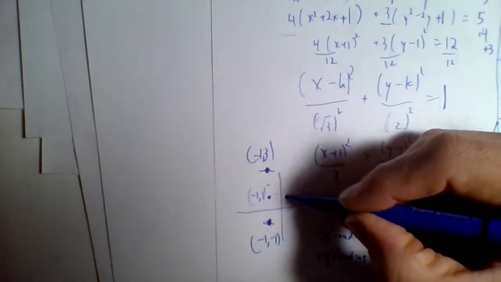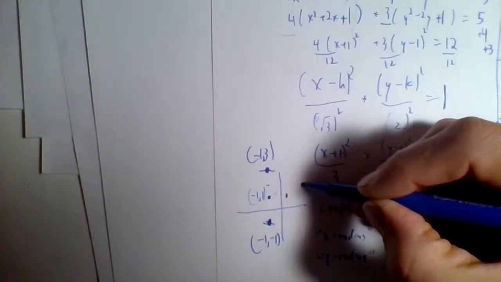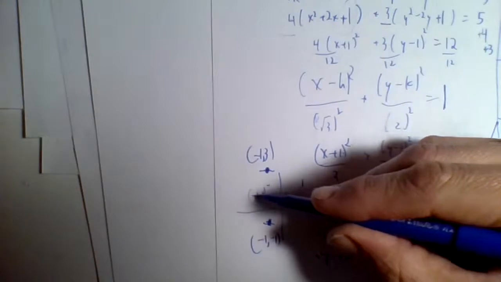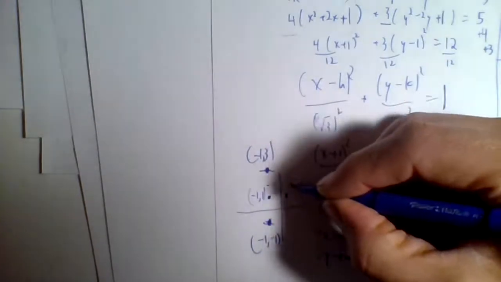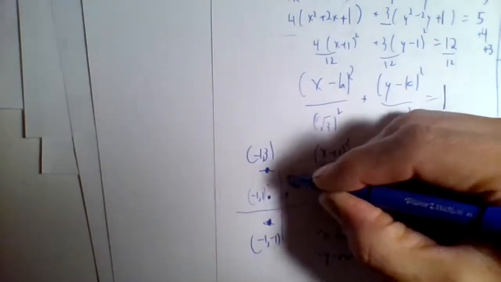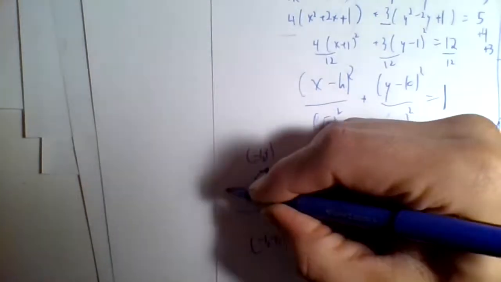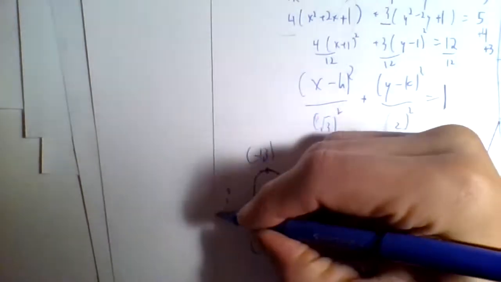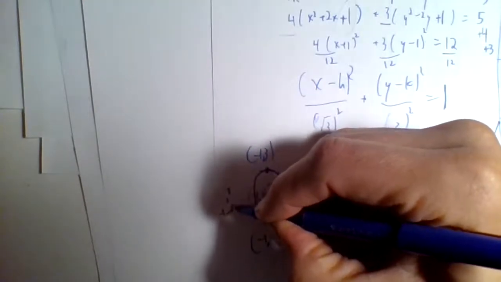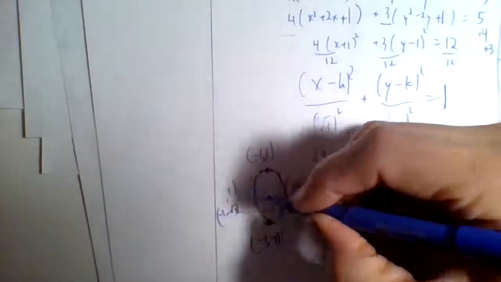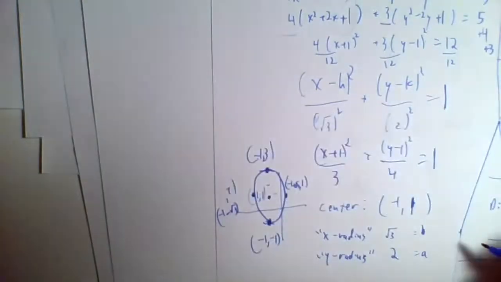So y is 1. x is negative 1 plus square root of 3, which comes out a small positive right there. And negative 1 minus square root of 3, comma 1 is the other point on the other side.